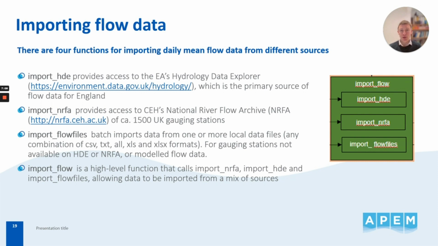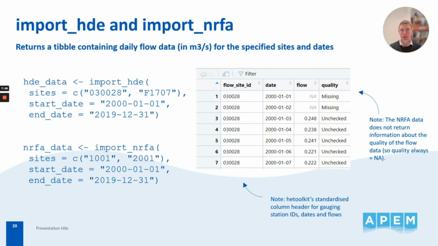Finally, we have the import flow function, and this is a high-level wrapper function which calls the 3 previous functions and essentially allows us to import data from a mix of sources quickly and efficiently without having to use each of those other functions separately and then manually stitch the data together. So let's have a look at each of those functions in turn, starting off with import HDE and import NRFA.